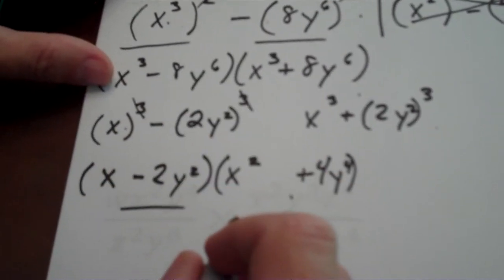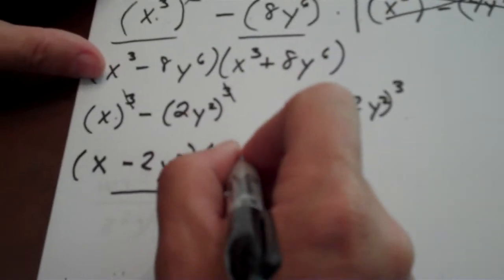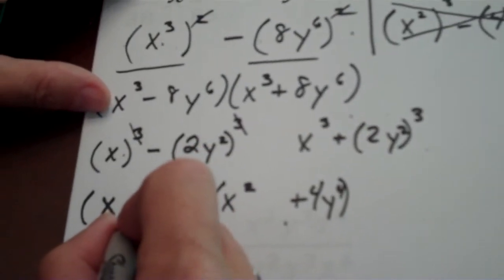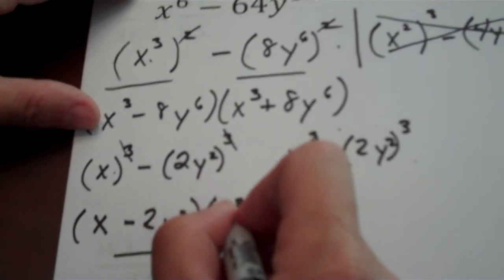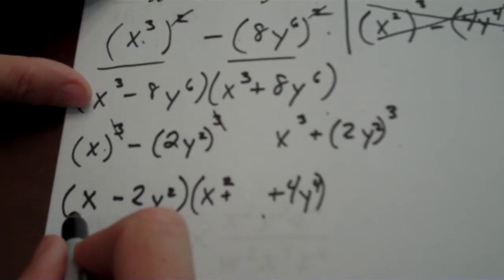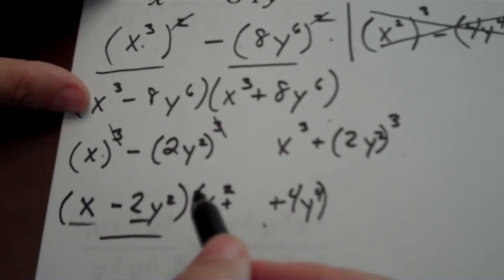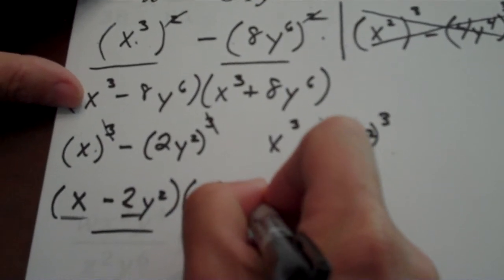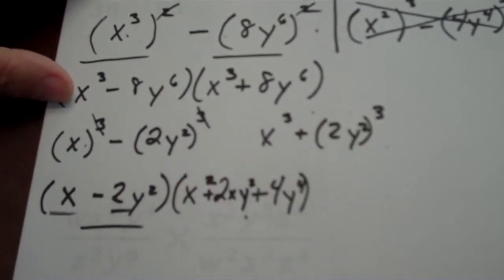Now I know I'm cramming it in here, but you need to have a middle term right here. This middle term is always the opposite sign. So if this is negative, that's a positive. And then I simply just take this times this, which would be 2xy squared.